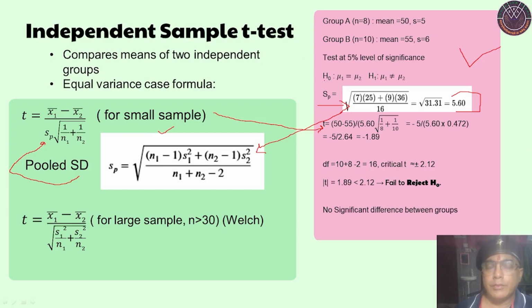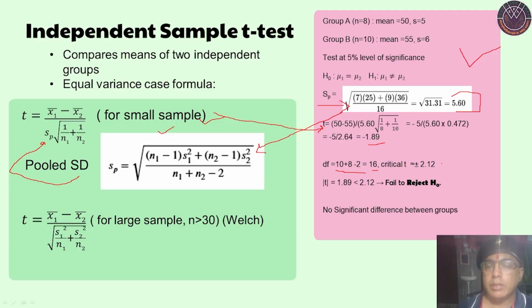First, the null hypothesis is mu1 is equal to mu2, both the groups are equal, but the alternative is that both the groups are not equal. Now calculating t using this formula for small sample, you got the value as 1.89. The degrees of freedom is n1 plus n2 minus 2, so it is 10 plus 8, 18 minus 2, 16.